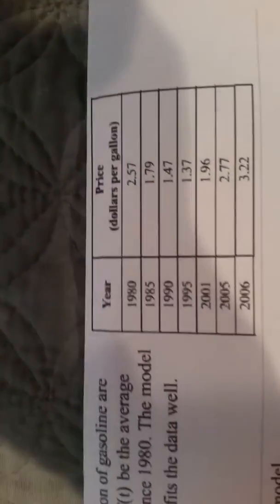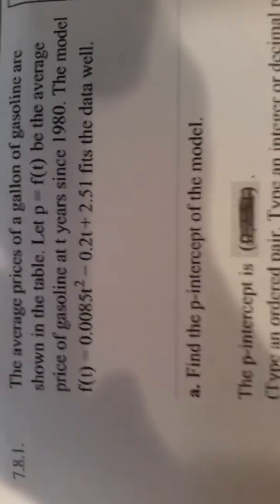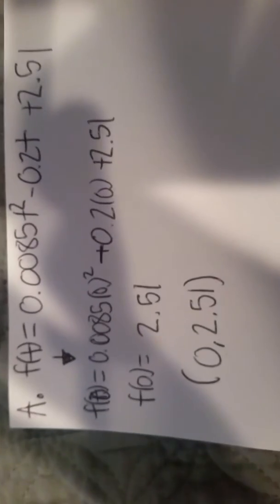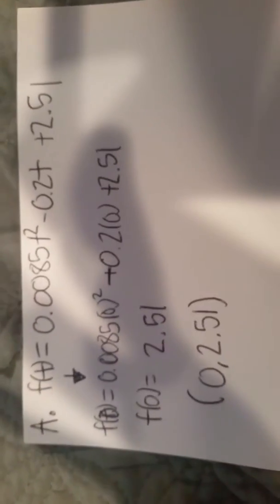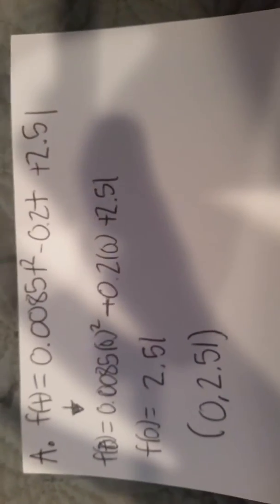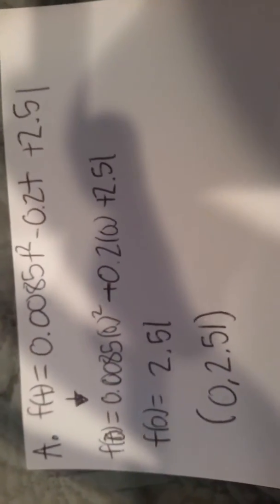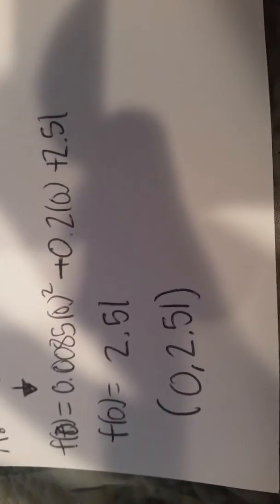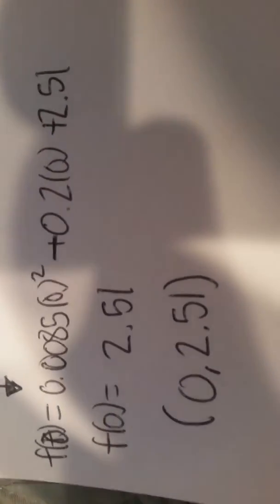They also provide us with a graph right here, or with a t-chart. So the first thing you would do is put t to 0 because you just want to find the p-intercept. Once you do that, you multiply everything through 0, and everything cancels out except for the 2.51. So f of 0 is 2.51. They ask you to put it in an ordered pair, so it's (0, 2.51). That's for part A. Pretty simple.